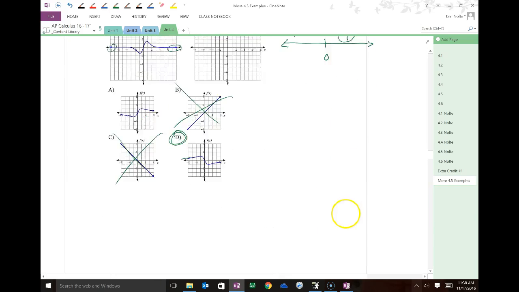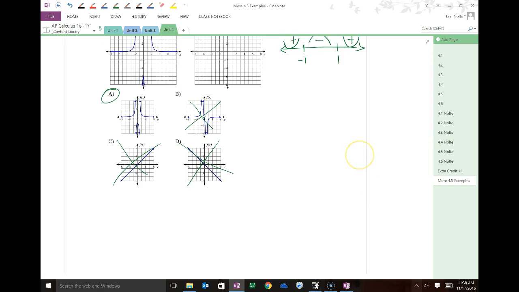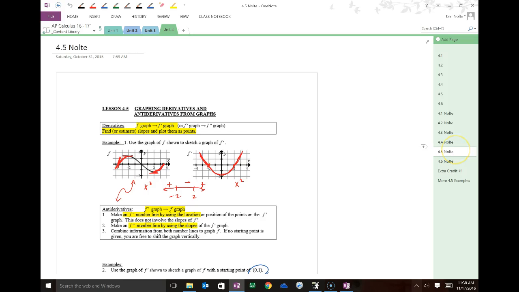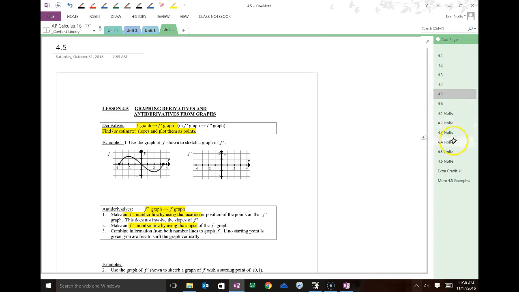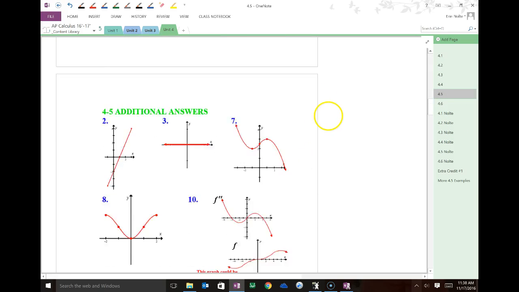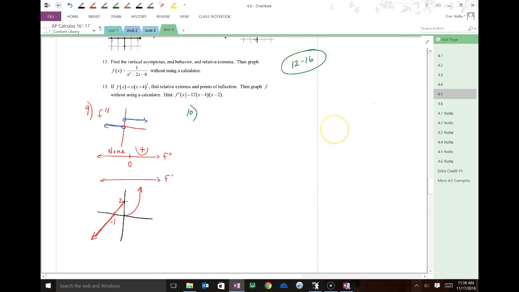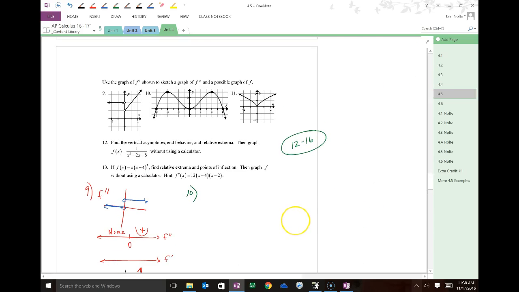So, hopefully that did help you a little bit, maybe clarify things a little bit more. So, let's go back to where we left off yesterday with the assignment. Where did I leave off? There we go. Okay, so we left off at question number 10. I did ask you to go to 16, but we're going to do 10 and 11, and then your assignment will be to finish the 4-5 assignment.